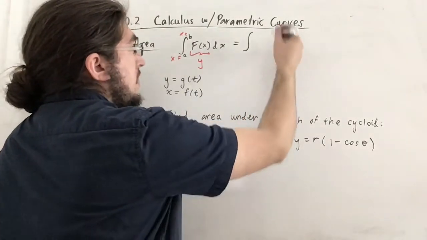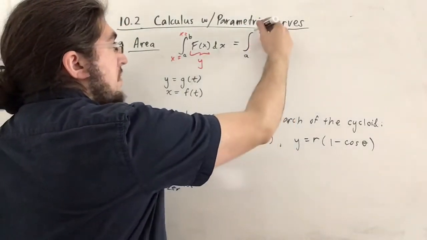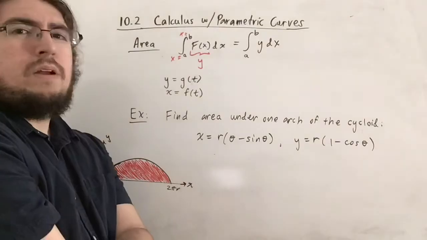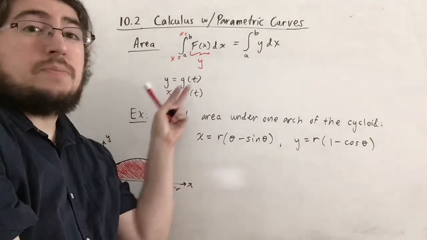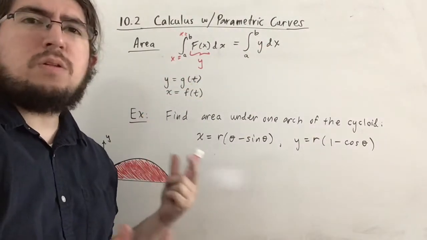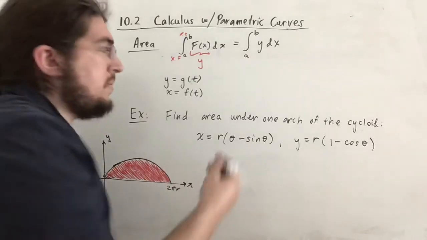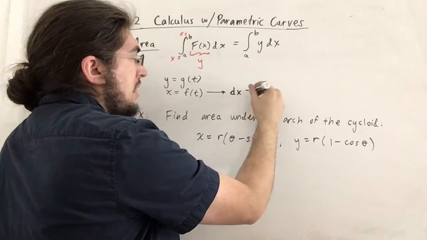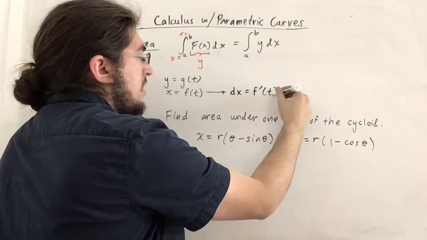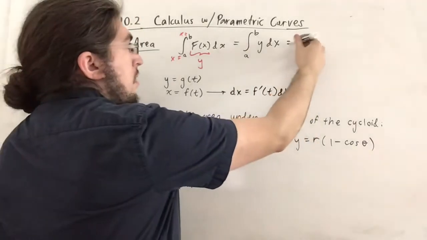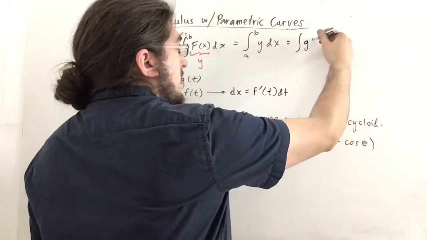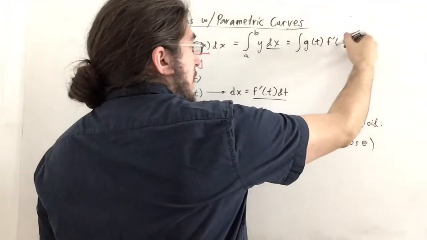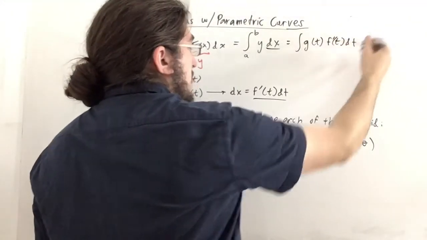So notice this is the integral from some x values a to b of y dx. What if you found the derivative of x, because we want dx, of course. What this reminds us of really, I think, is substitution, only it's like a t substitution. So dx then would be f prime of t dt. y is a function g of t. dx is replaced with f prime of t times dt.